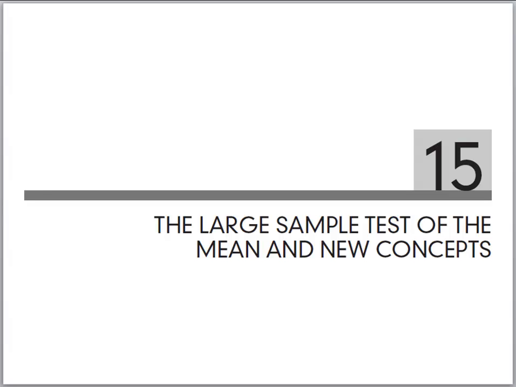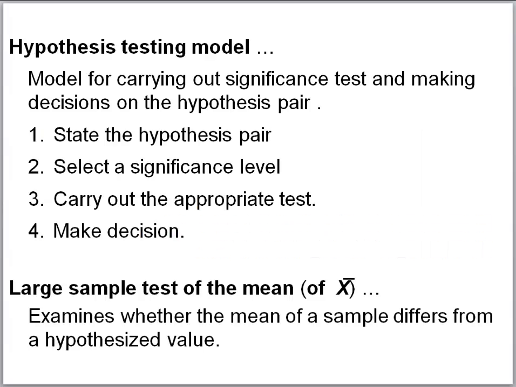Okay, so chapter 15 is going to develop the model for statistical significance testing, present some various points, and most importantly, demonstrate our first statistical significance test. So the hypothesis testing model could also be called a model for statistical significance testing. And we've got 4 different steps.